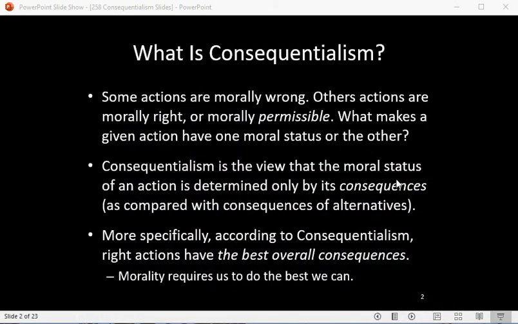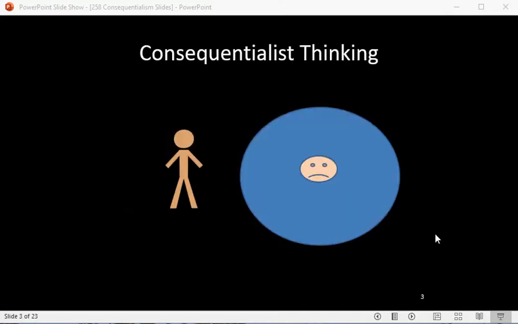So I'm going to describe the view, and ultimately get to some objections and possible responses. Suppose you are walking by a shallow pond and you see a child drowning in the pond. You think of two alternatives that are open to you. Well, we could tie this in with our free will debate. In some sense, you have two alternatives open to you. You could keep on walking, or you could save the child.